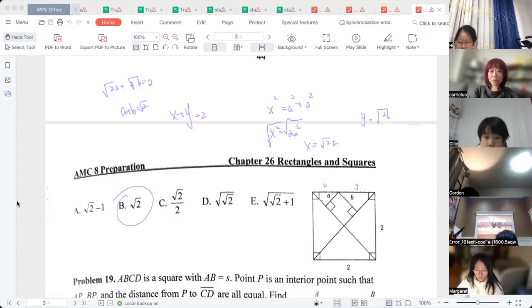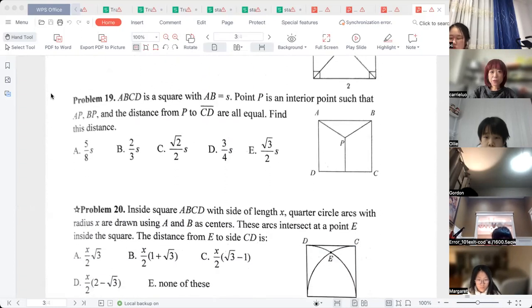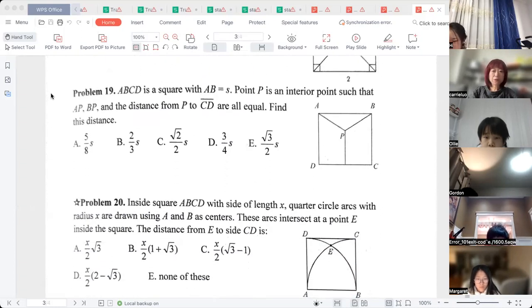Okay, you can stop me if there is any part that you're not very clear about. Do you understand, everybody? Okay, so let's take a look at number 19. I'm tired, so who can read the question for me? Number 19, Luciana, thank you.